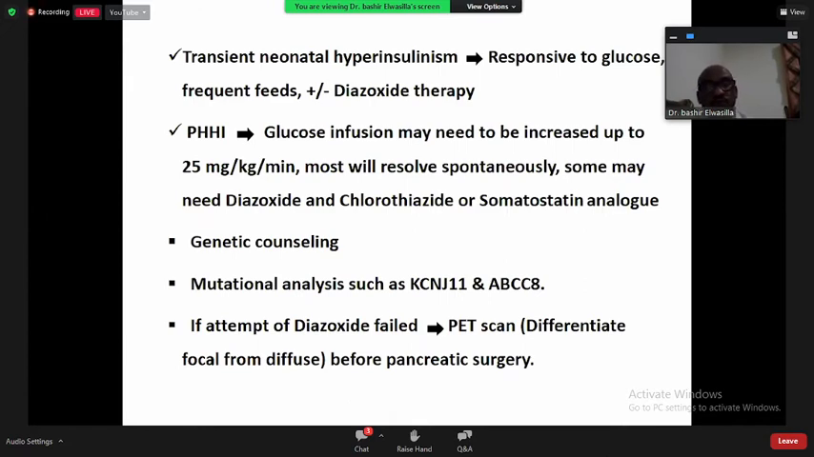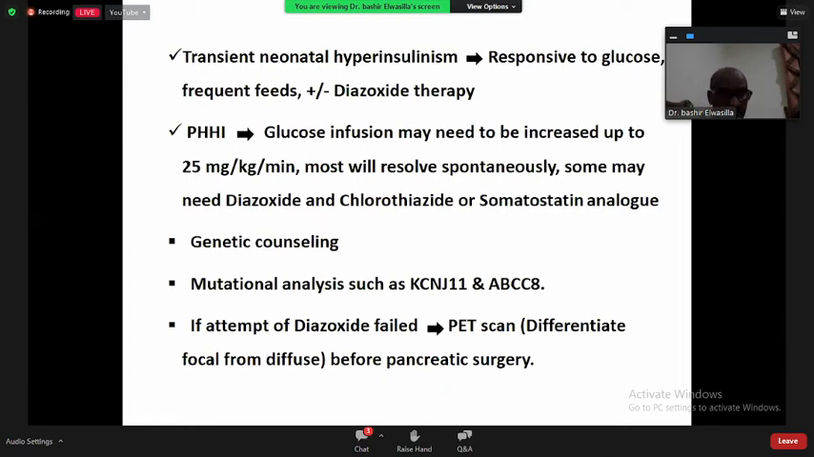You have to do genetic counseling and mutation analysis for potassium channels, and usually this is found in mutations like KCNJ11 and ABCC8. Usually this can present as a focal or diffuse form of hyperinsulinism. Here you attempt diazoxide. If diazoxide and chlorothiazide fail, you have to go for PET scanning, positron emission tomography, which is done to differentiate focal from diffuse forms of hyperinsulinism before going to pancreatic surgery, either subtotal or near total pancreatectomy.